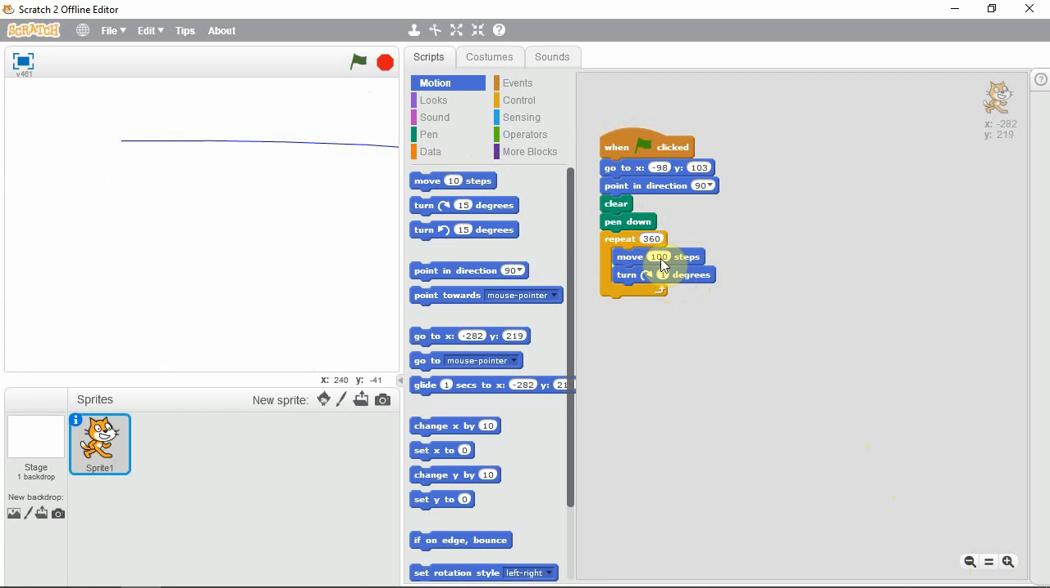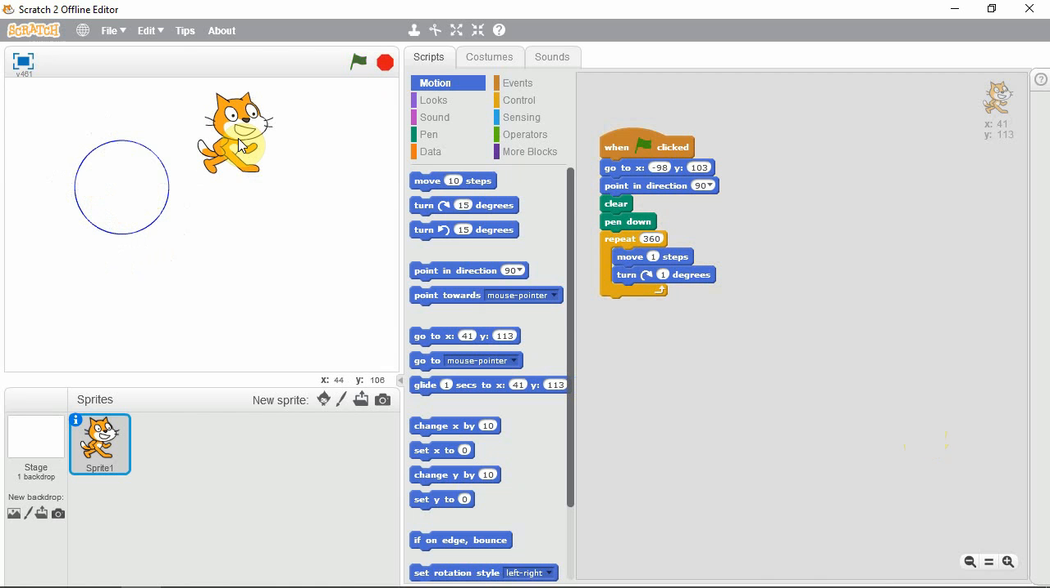So rather than 100 steps, we're going to change that to 1 step. So what we want it to do is to move 1 step, turn 1 degree, move 1 step, and we want it to happen how many times? 360. So it should complete the circle. Now let's click and run and let's see what happens. Okay, you can see it's performing this action 360 times. Move 1 step and turn 1 degree.